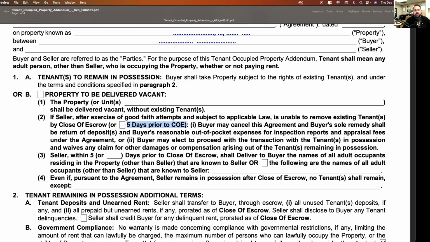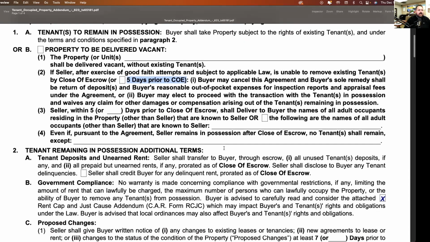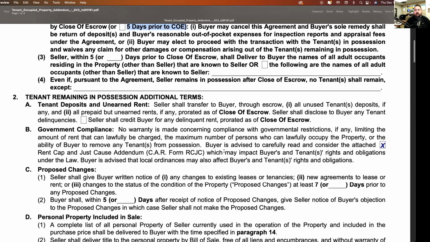Okay. Any questions so far on the first part? Okay, good. Tenant remaining in possession. Go ahead, Jesus. Now would be a great time to negotiate some type of credit. So just in case the tenants decide to stay, then you don't have to cancel, but maybe get some substantial credit. Yeah, but you got to be careful with credits.